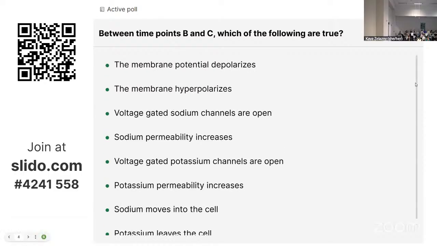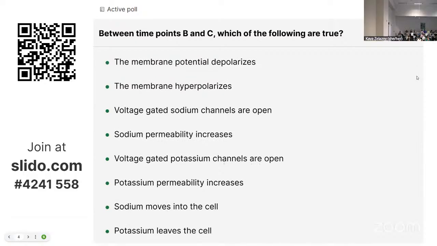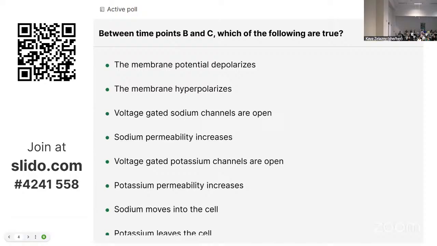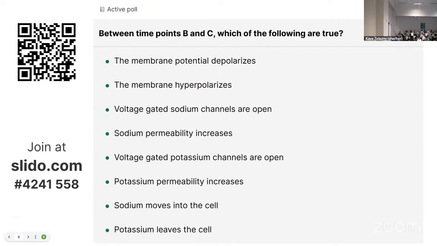Okay. So looking at our diagram with those time points, I want you to find time points B and C. And I want you to check off which of these things are true. So that's the last one. Okay, so several of these are going to be true between time points B and C.